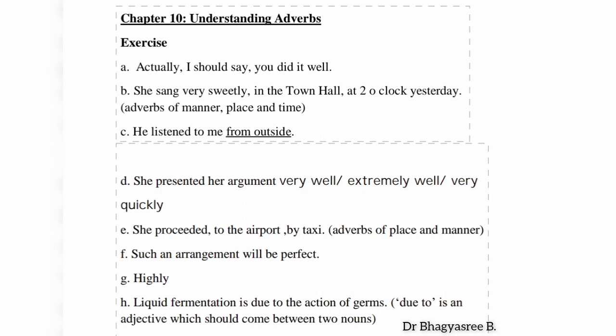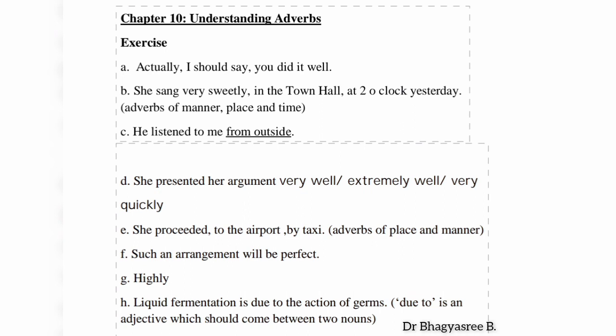E. She proceeded by taxi to the airport. Improve the style. So ഇവിടെ നമ്മൾ ഫോളോ ചെയ്യേണ്ട ഓർഡർ എന്ന് പറഞ്ഞാൽ place, manner. That is adverb phrase of place first, then manner. So the answer is, she proceeded to the airport by taxi. Next is F. Such an arrangement will be very perfect. Correct the sentence. So there we don't have to use the word very. Very നിങ്ങൾ strike off ചെയ്ത് കളഞ്ഞോളൂ. And the answer is, such an arrangement will be perfect.